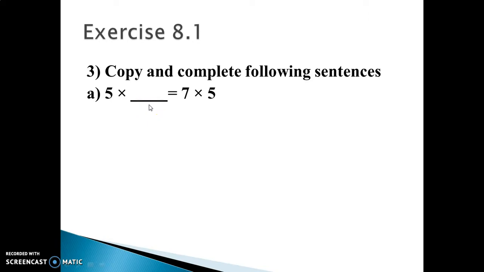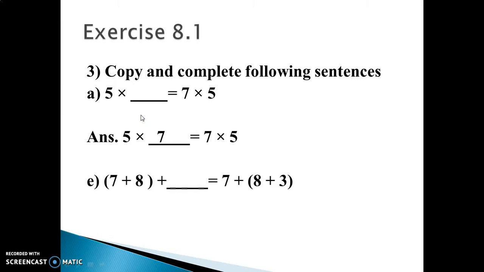Why? Because as per the commutative property of multiplication, the sequence of the numbers during multiplication does not matter. So 5 multiplied by 7 is equal to 7 multiplied by 5. You will take the help of the property and then you will be able to find the number which is missing from the blank. Similarly, we have part E.